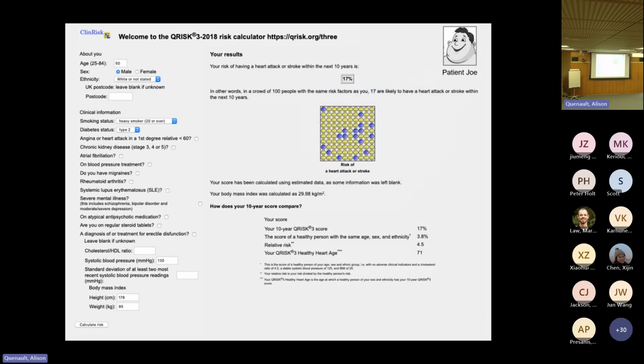And then Q-risk says that the risk that Joe will have a heart attack or stroke in the next 10 years is 17%. So that's pretty high. And it's actually above the decision-making threshold. So the NICE guidelines recommend that GPs use this model, Q-risk. And if the risk is above 10%, then the guidelines say it's worth considering to initiate statin treatment. Obviously, with a patient like Joe, you would also have conversations about his lifestyle. But statins would definitely be on the menu for Joe.